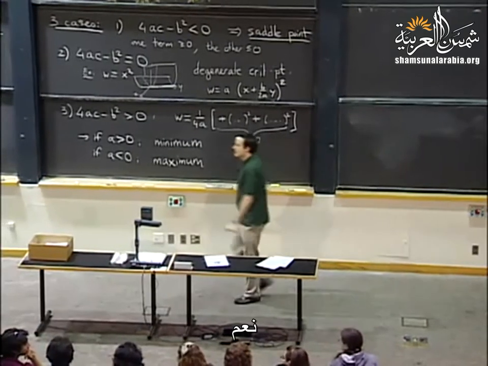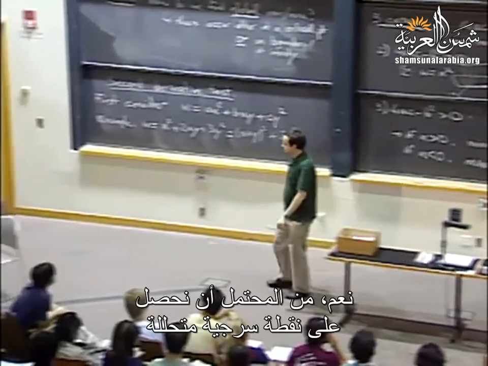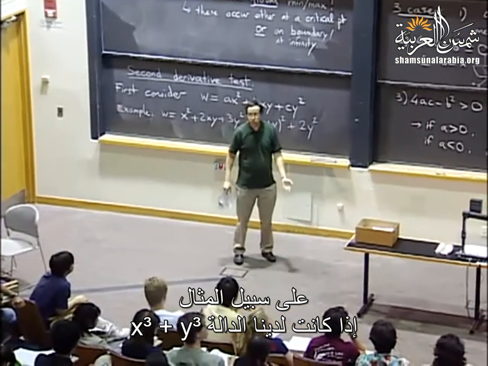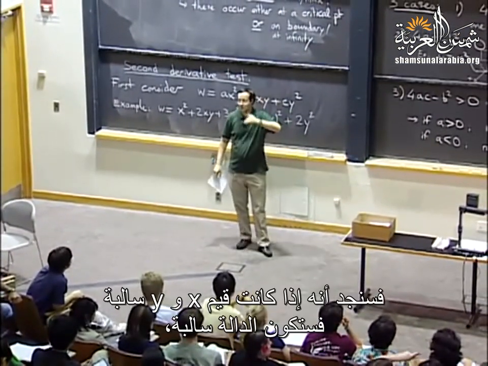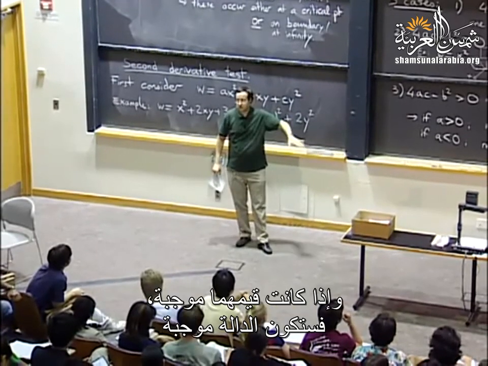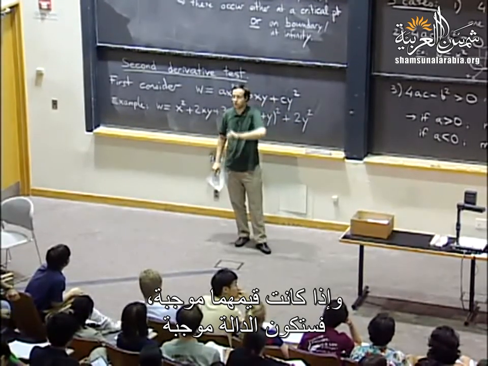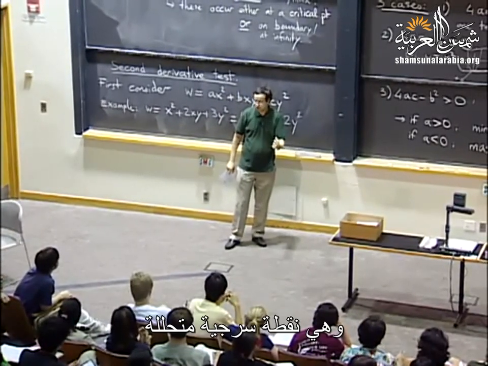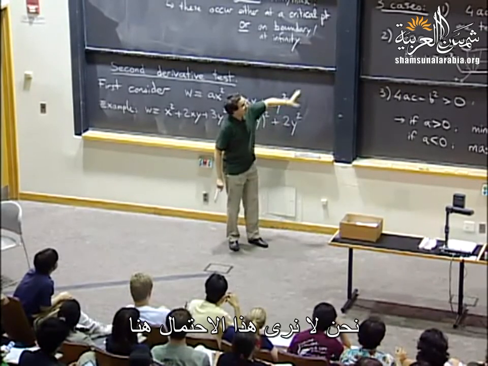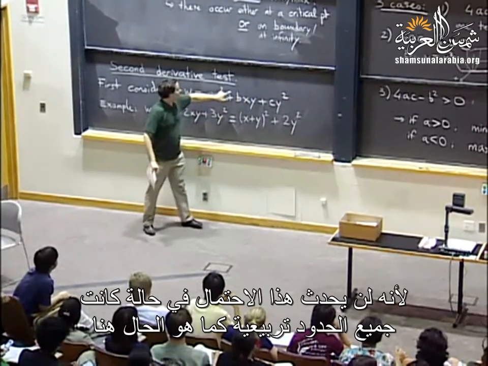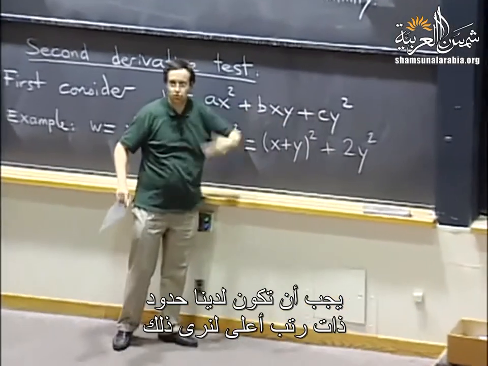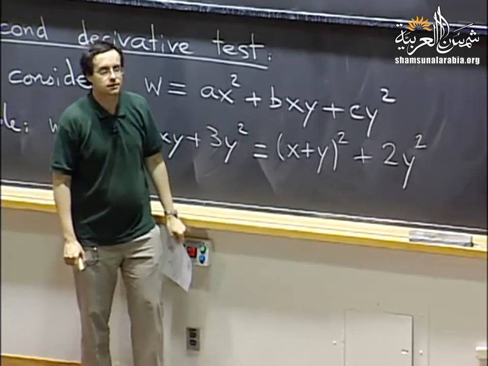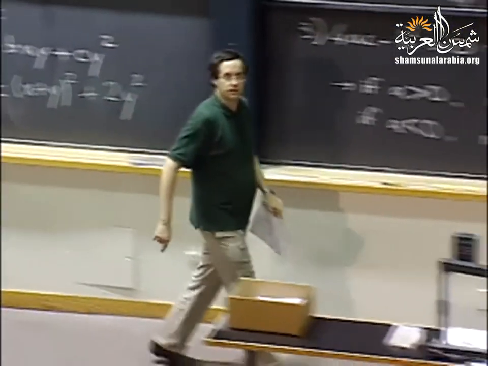Yes? It is possible to have a degenerate saddle point. For example, if I give you x cubed plus y cubed, you can convince yourself that if you take x and y to be negative, it will be negative. If x and y are positive, it's positive. And it has a very degenerate critical point at the origin. So that's a degenerate saddle point. We don't see it here because that doesn't happen if you have only quadratic terms like that. You need to have higher order terms to see it happen. Okay.